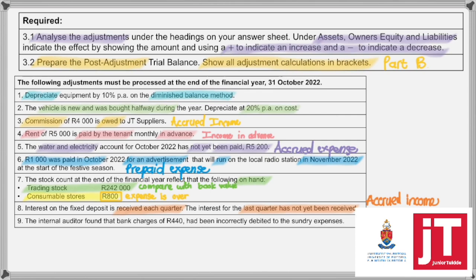So interest on fixed deposit is an income. Not yet received means it's accrued. So accrued income. And then lastly, the internal auditor found that bank charges of 440 Rand had been incorrectly debited to sundry expenses. So this is a correction of an error. So you have to remember, draw your T accounts. So now we're going to break it down and look at the calculations for each of these adjustments.